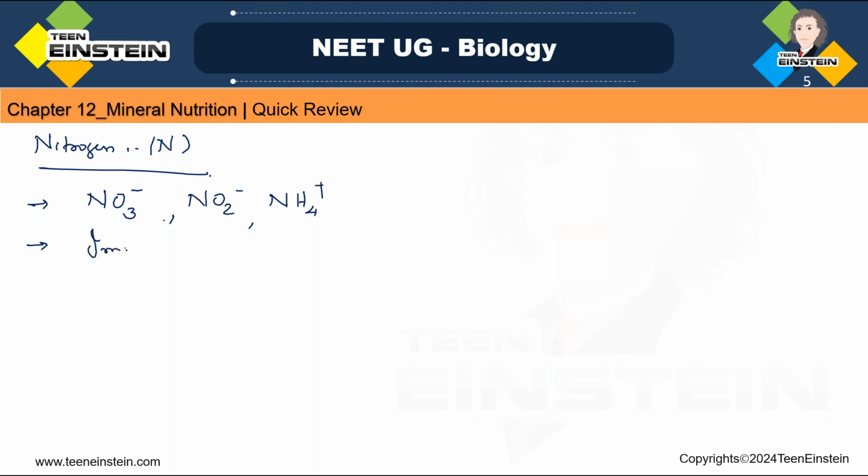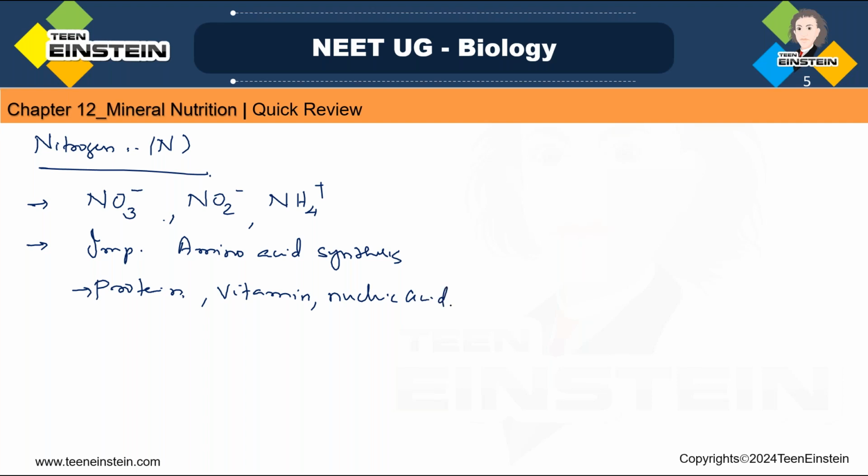See, nitrogen, we know it is important for amino acid synthesis. It has a very important role in amino acid synthesis. Then, amino acid is in protein, so definitely it will be there in protein also. Then vitamins, nucleic acid, hormones, coenzymes, ATP, and chlorophyll. So for all these, it is required for the synthesis of amino acids, proteins, vitamins, nucleic acid, hormone, ATP, coenzyme, and chlorophyll. Okay, so nitrogen has an important role in all these things.